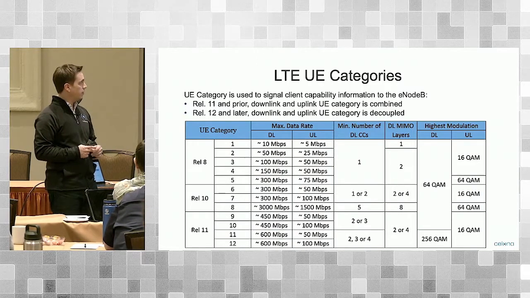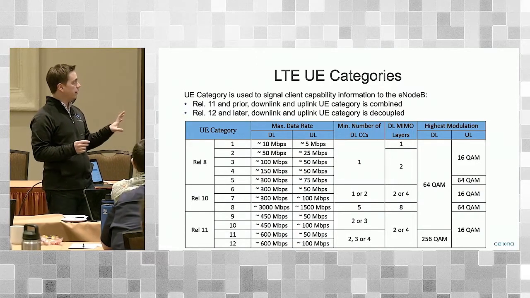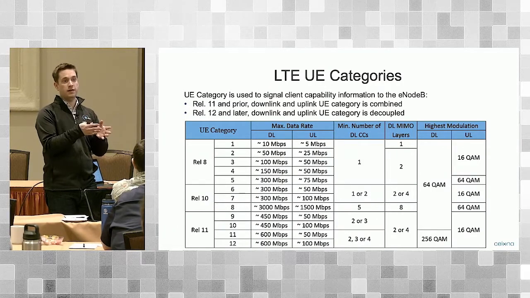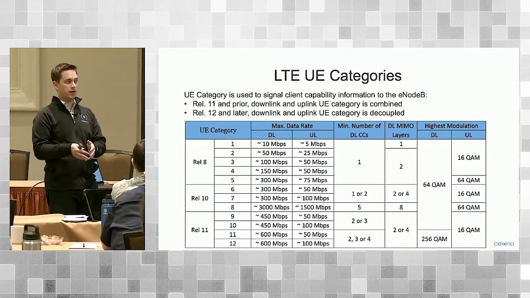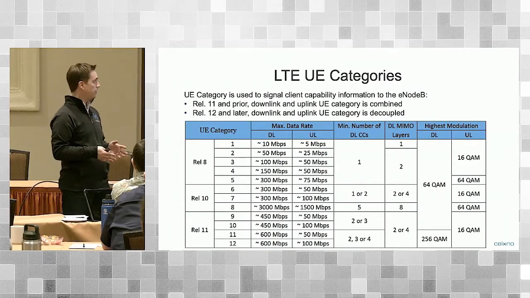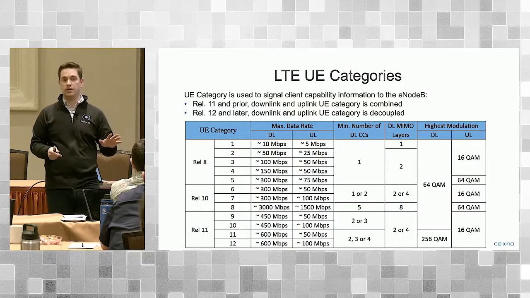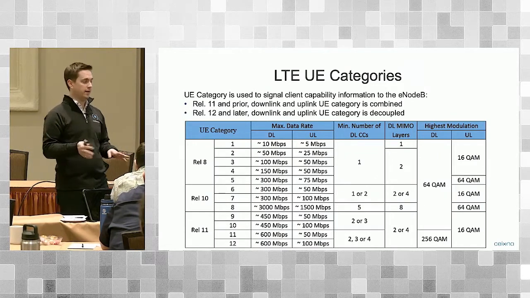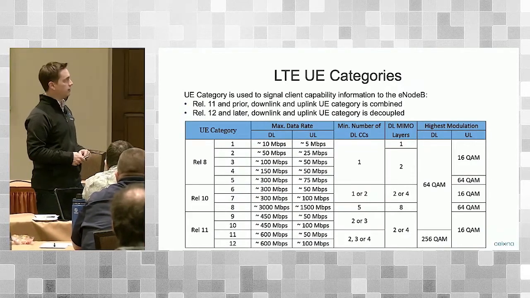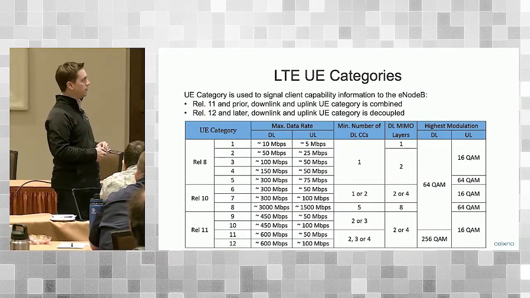Release 11 and earlier, downlink and uplink UE categories were combined. So you had one UE category and it defined both its downlink and its uplink characteristics. They split after release 12 and later, and they have separate UE categories for downlink and uplink. So again, it gets fairly complex, but I just want you to know that it's out there. If you're looking at UE categories, this is kind of what it means.